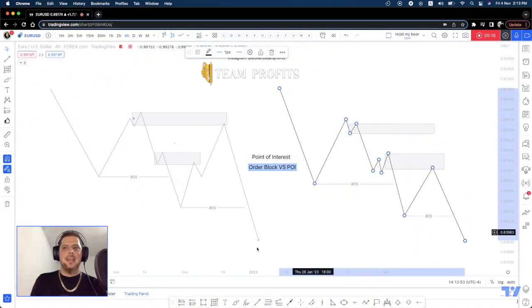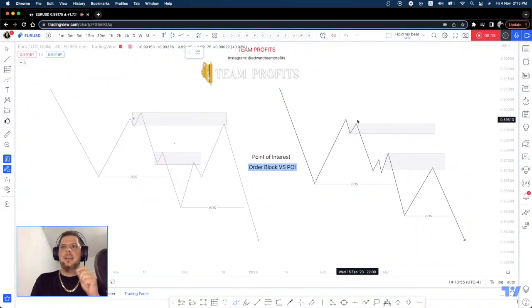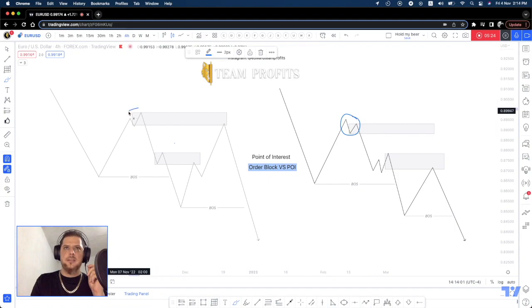That means that this order block, I mean, it's still an order block, but it's not that effective. I'm talking about probabilities here. This is more effective than this one. Okay, so I'm just going to put it big right here.